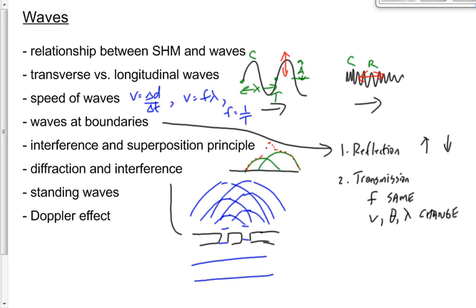Well, when we have a crest and a crest meet, we get constructive interference. When we have a crest and a trough meet, we get destructive interference. And when we get a trough and a trough, it's constructive again. So ultimately what we end up getting is these alternating lines of constructive interference and destructive interference.